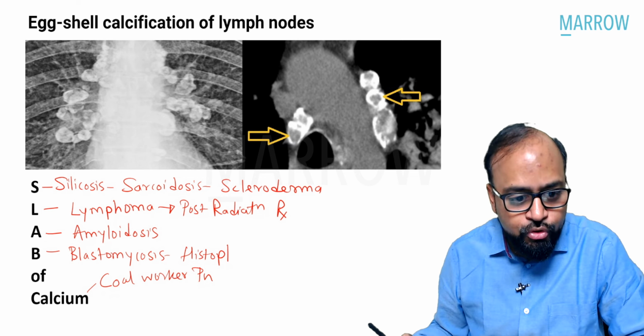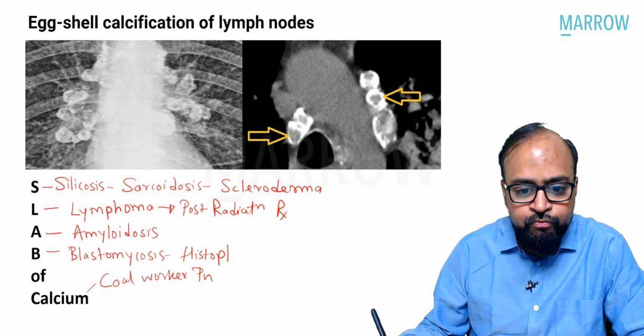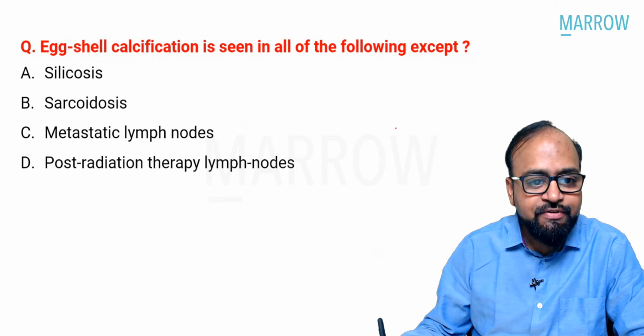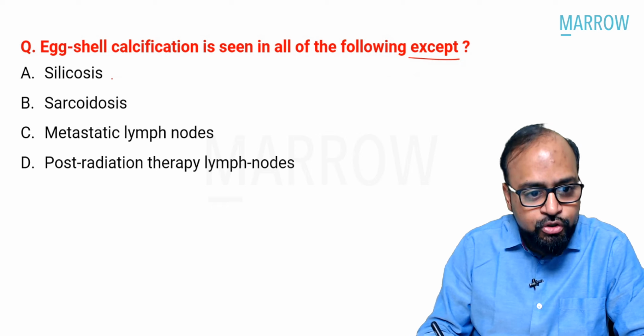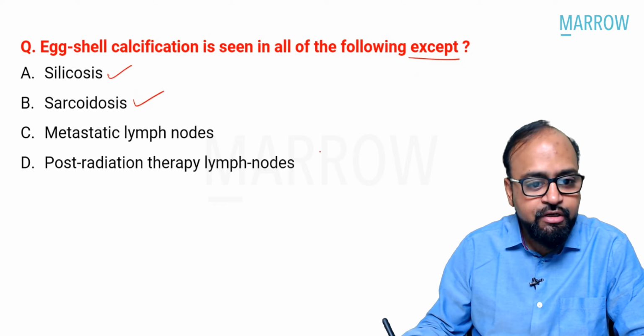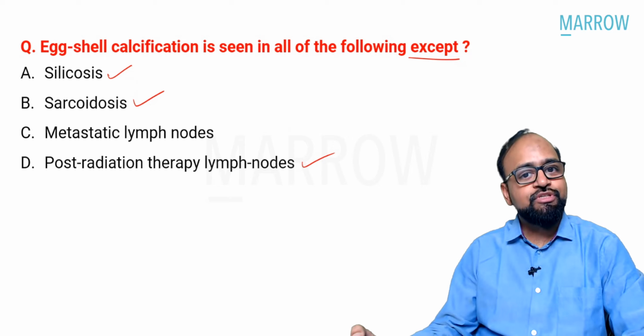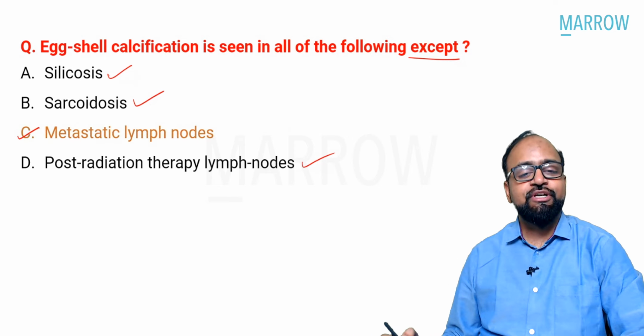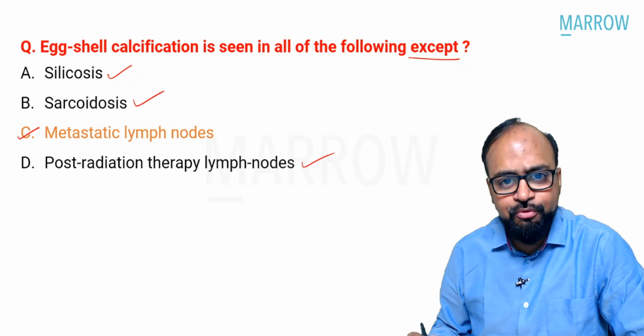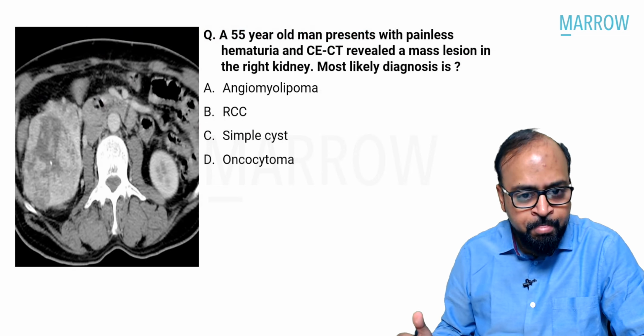pneumoconiosis. So if we look at this question now, see, eggshell calcification is seen in all of the following except silicosis, it is seen, sarcoidosis, it is seen, post-radiation therapy lymph nodes, it is seen. It is not seen in metastatic lymph nodes, right? So that is going to be the answer to this particular question. Fairly straightforward question.